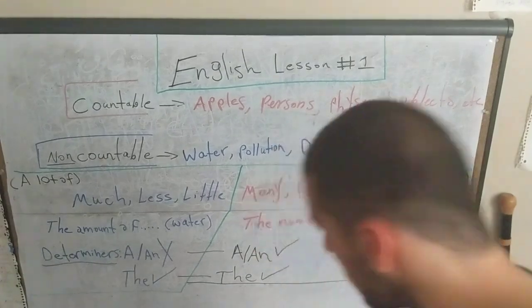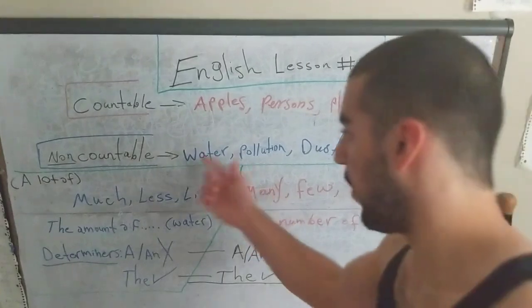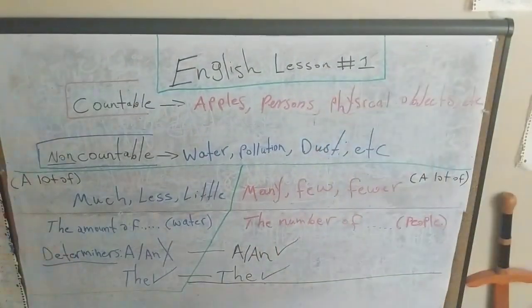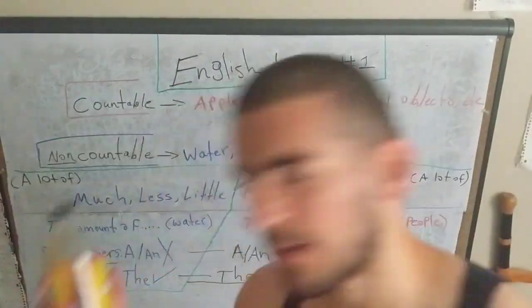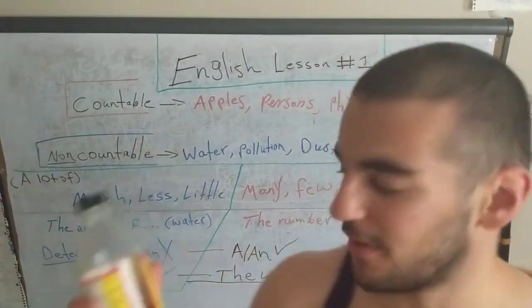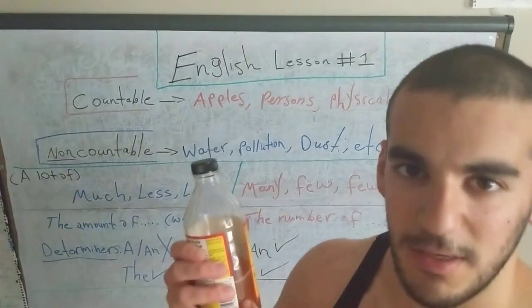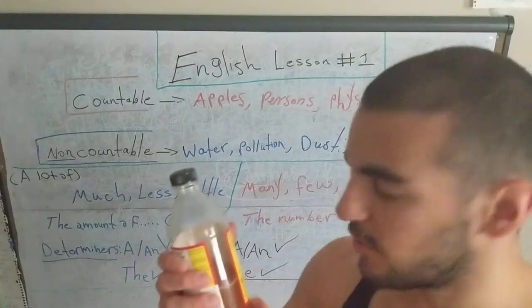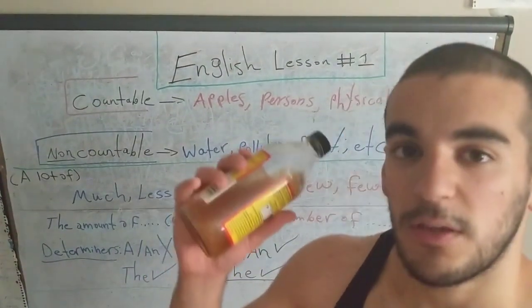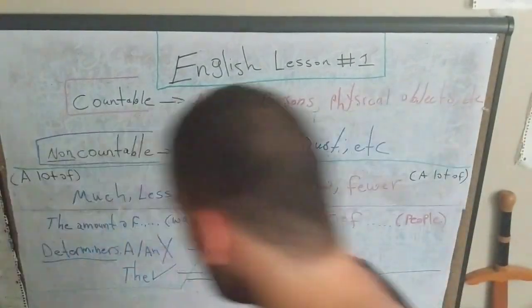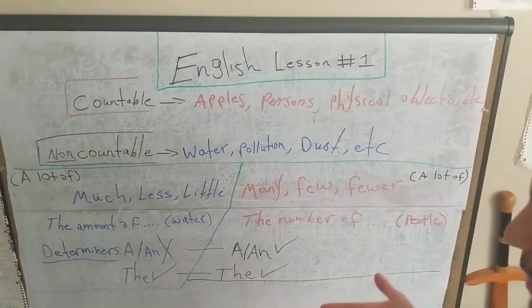Now coming down here to the non-countable section, this includes water, pollution, dust, etc. Something that you cannot count. Take this orange juice, for example, that I have. Here, you cannot count this. It would just be considered juice. Okay? It is simply just juice. You can use juice in different forms, but it fits in with the non-countable section.